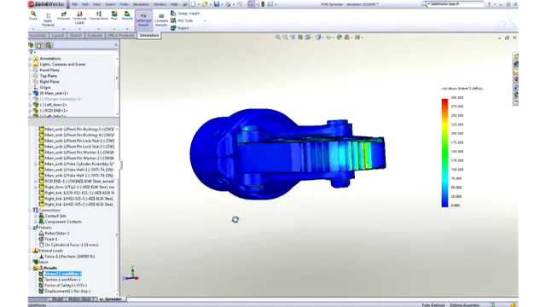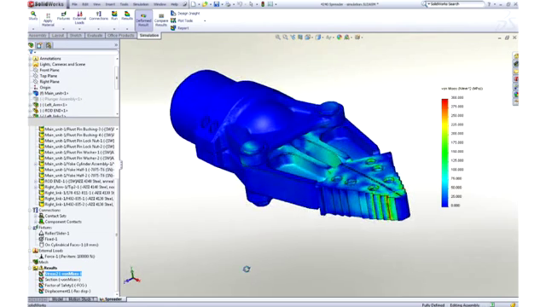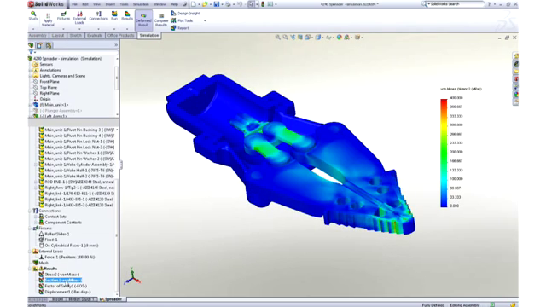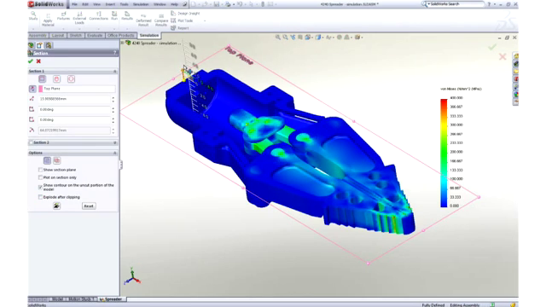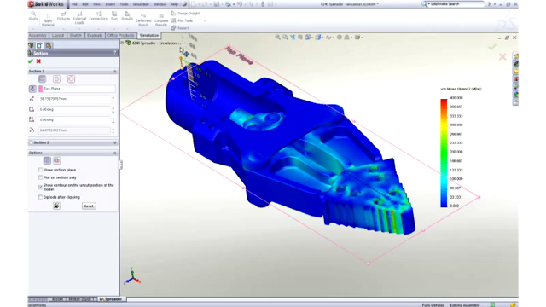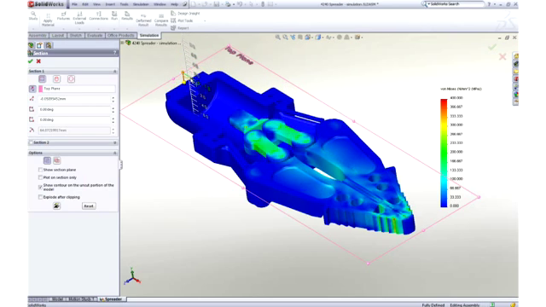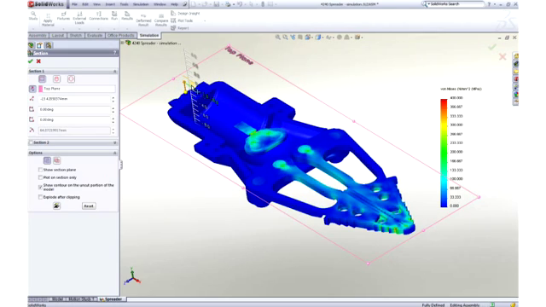A force has been applied to the hydraulic piston and the tips of the arms are being held in place. We're even able to slice through the model to look at any internal sections. Results update dynamically for immediate feedback. With SOLIDWORKS simulation, you can even look at vibration, heat, material yield, durability, and many other types of tests.